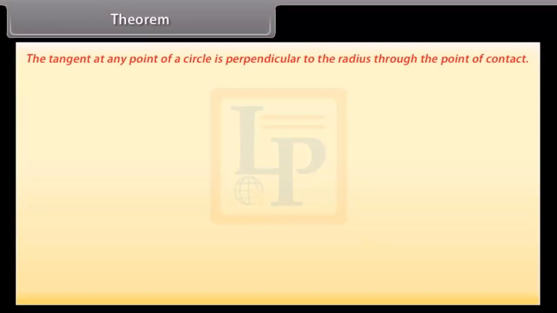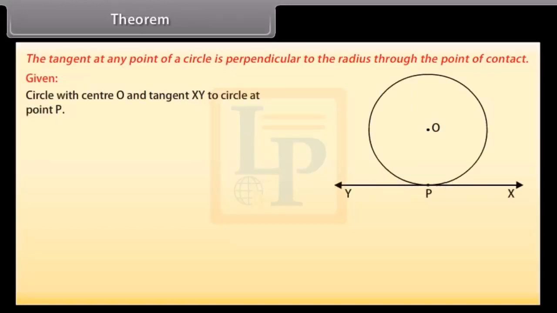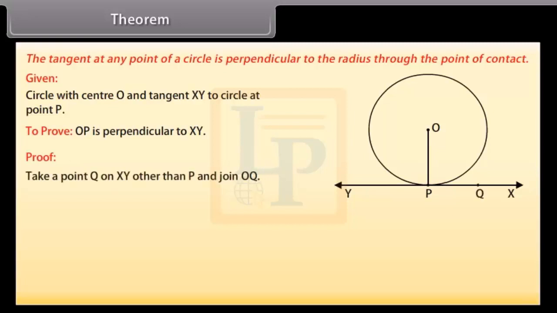Theorem. The tangent at any point of a circle is perpendicular to the radius through the point of contact. We are given a circle with center O and a tangent XY to the circle at a point P. We need to prove that OP is perpendicular to XY. Take a point Q on XY other than P and join OQ. Also, the point Q must lie outside the circle because if Q lies inside the circle, then XY will become a secant and not a tangent to the circle.